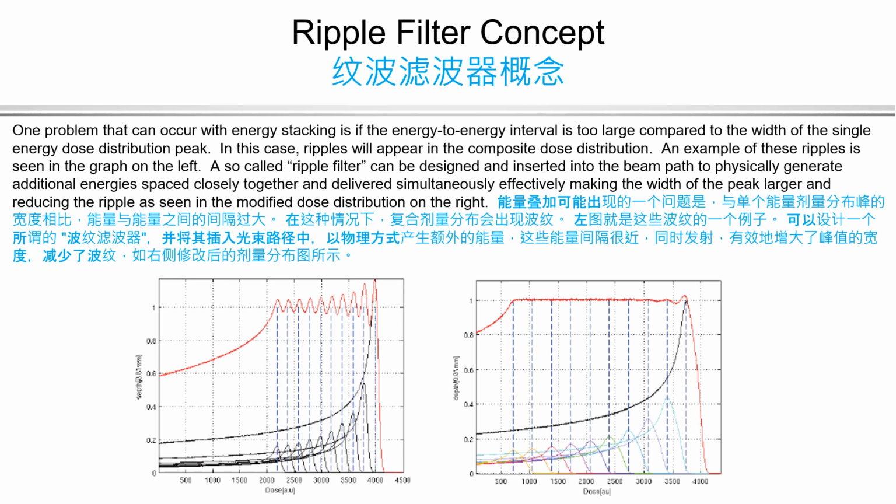A so-called ripple filter can be designed and inserted into the beam path to physically generate additional energies spaced closely together and delivered simultaneously, effectively making the width of the peak larger and reducing the ripple as seen in the modified dose distributions on the right.